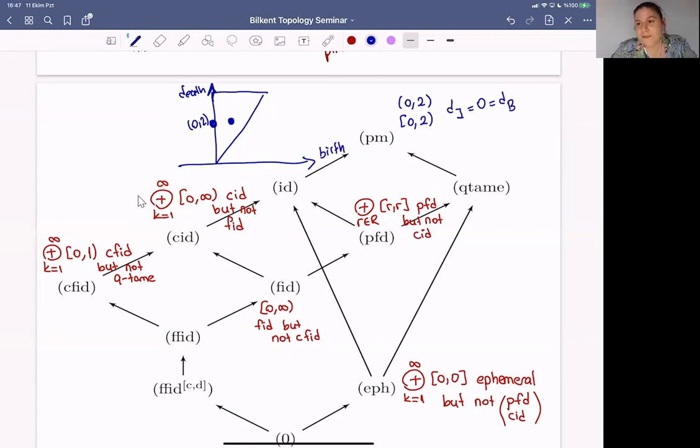But in the persistence diagram, you lose some information because these two persistence modules are represented by the same diagram. When you consider persistence modules and the interleaving distance, maybe you see the difference between these two persistence modules. Even though they are not isomorphic, they are represented in the same diagram.